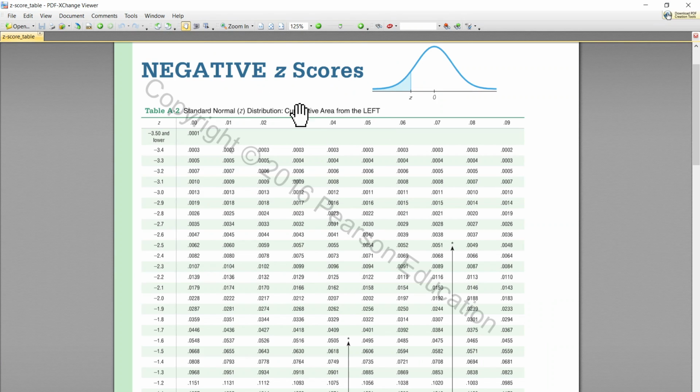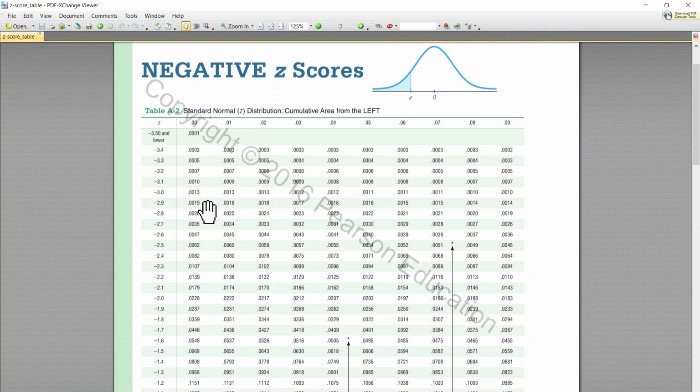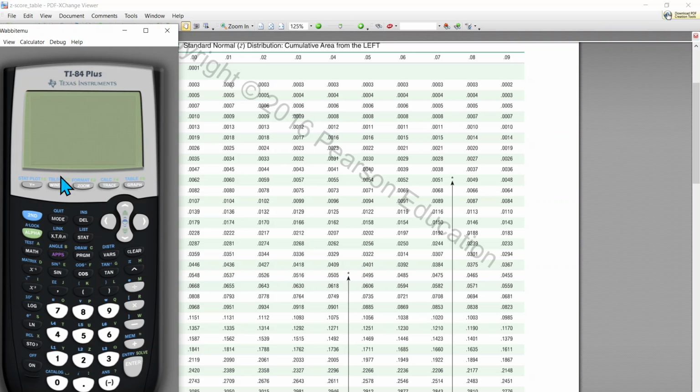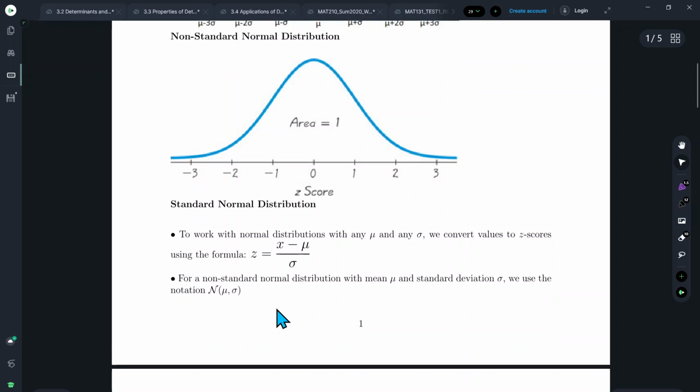If you need to use a table like this to look up the areas, then you would need to convert to z-scores. But again, we're going to be using the graphing calculator to do the calculations, so we won't need a lookup table like this. Typically, for a non-standard normal distribution, this is the notation we use to describe the mean and the standard deviation. Let's take a look at how we do the calculations.